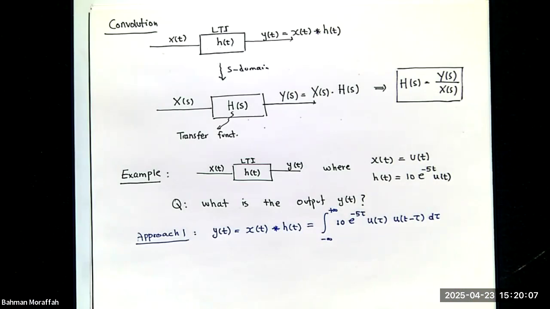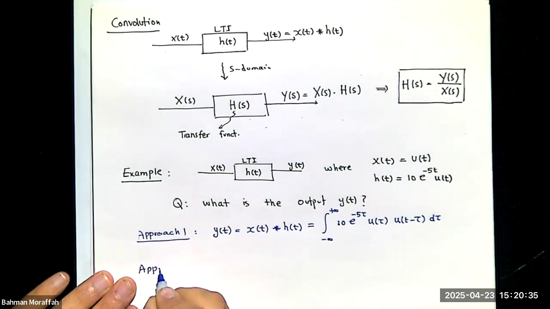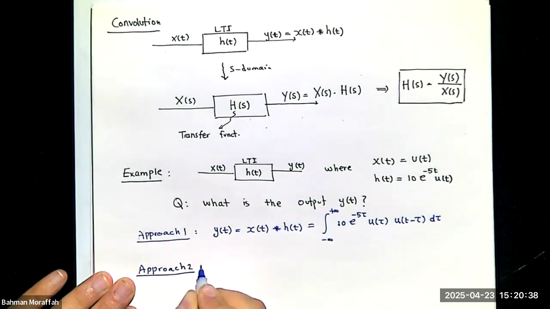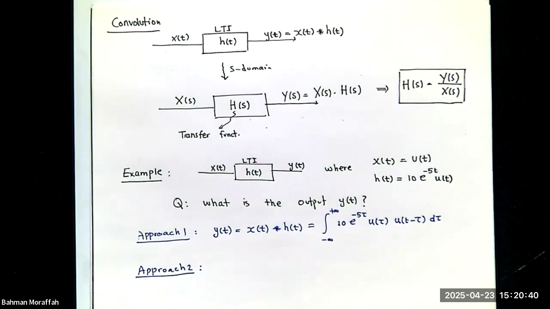That's the definition. All you have to do is make sure where these u of tau and u of t minus tau are 1 and find that interval, and then your integral is non-zero for that interval. Right? It's not a very hard thing to do. Approach 2, however, is even simpler than that.